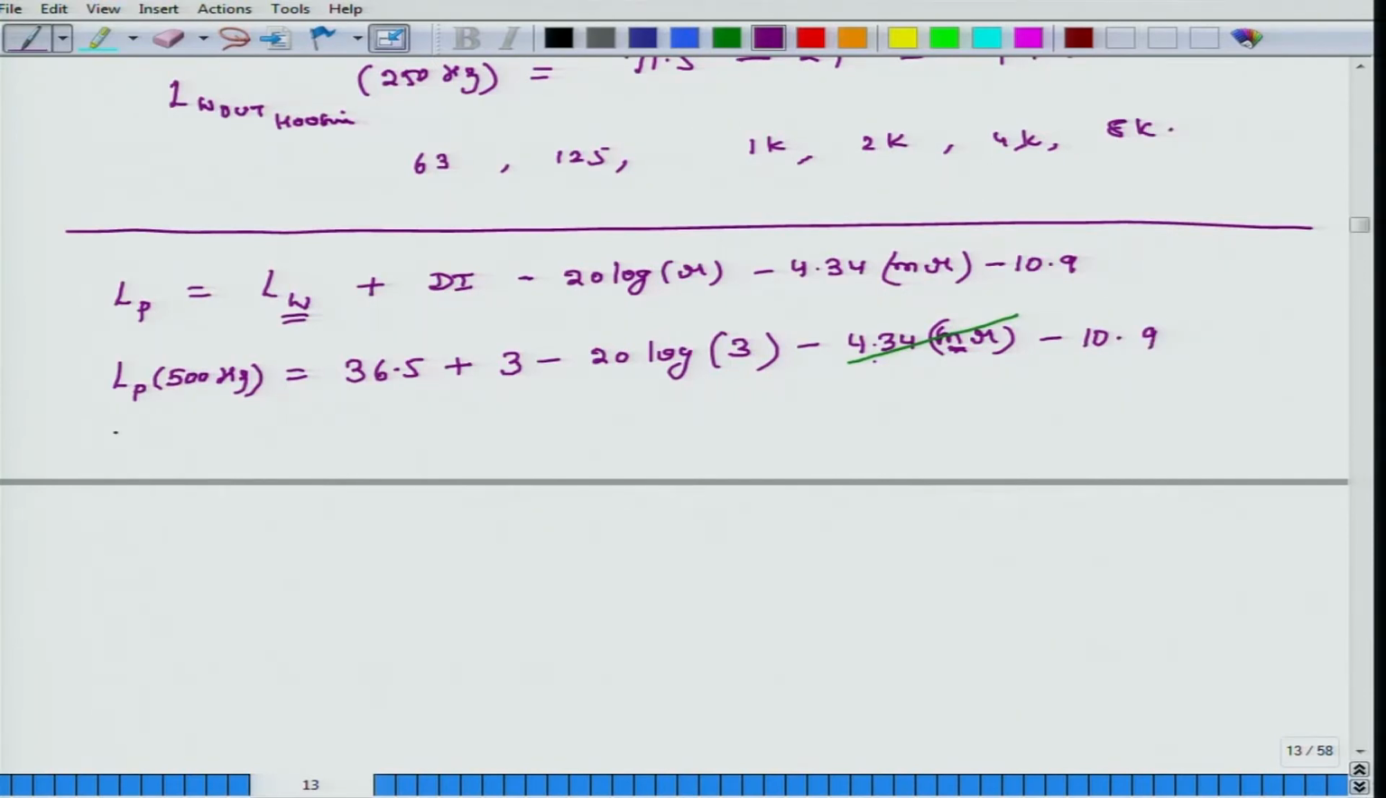Okay. Similarly, LP at 250 hertz is equal to what? Again I have to use LW, but LW is now a different number. What is it?